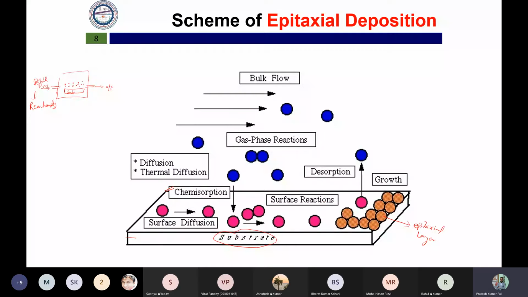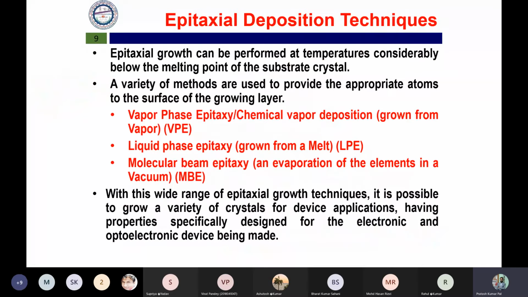This is the basic idea. Okay. So the basic epitaxial layer is grown by using different temperature and pressure conditions onto the substrate.